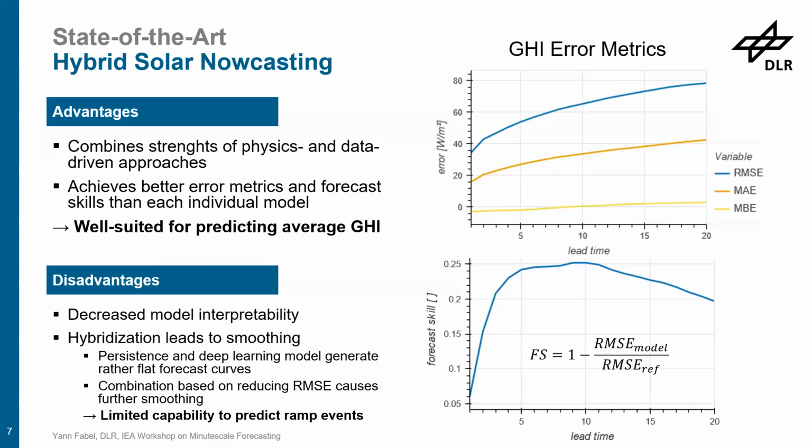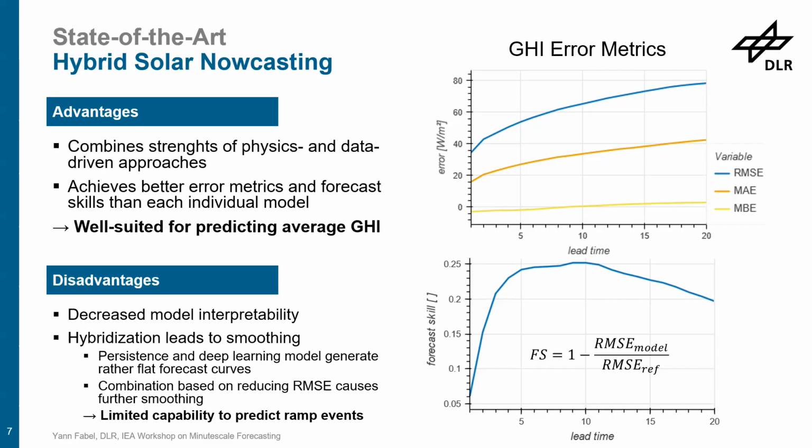And there are some advantages doing this hybridization. We can combine the strength of both worlds and achieve better error metrics and especially forecast skill than each individual model would obtain. And in the end, we figured that it's a well-suited model for predicting average GHI. But there are some disadvantages because, first of all, we lose a bit of interpretability because only the physics-based model is really interpretable. And by combining it with other models, you don't really know what's happening anymore.